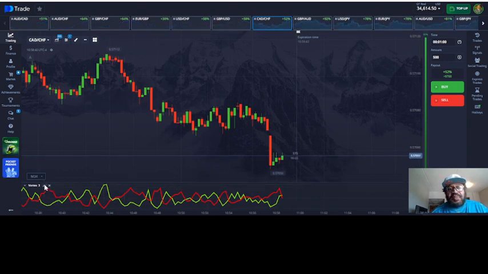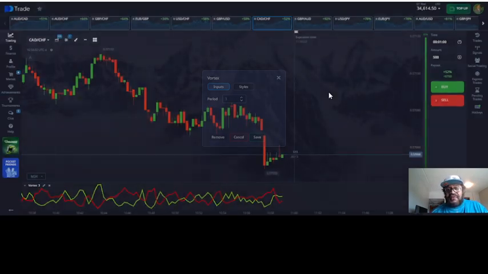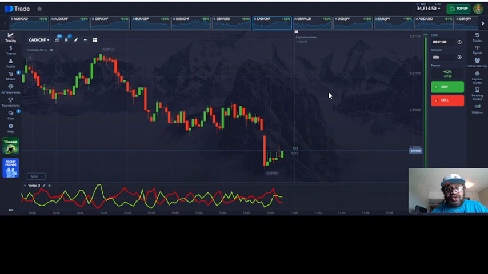When I click on the pencil icon here, I've set the period to 3. I believe the default setting is period 14, but I've reduced the period in order to make the indicator more sensitive to price changes, being that we're going to be taking fast 60-second trades.